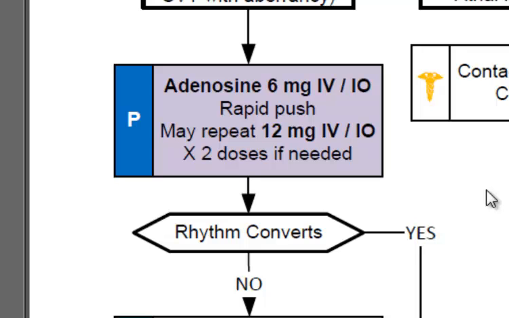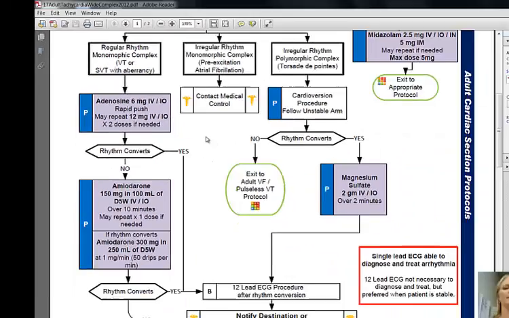And SVT with aberrancy is somebody who has a pre-existing bundle branch block, so they're already wide at baseline, and then they become tachycardic. So you get a wide complex tachycardia, even though they're in SVT, they were wide to begin with. So you can't tell the difference between somebody who goes into SVT who already is wide from somebody who's in VTAC. It looks exactly the same.